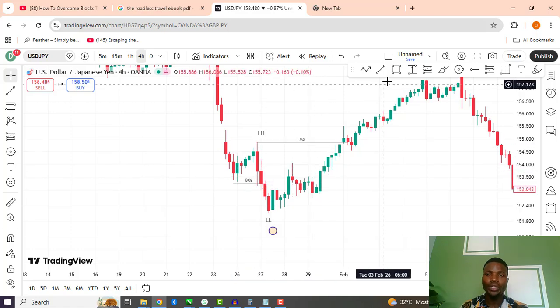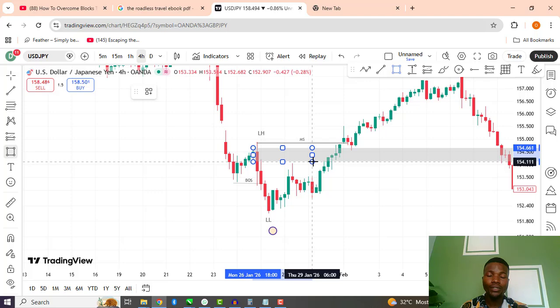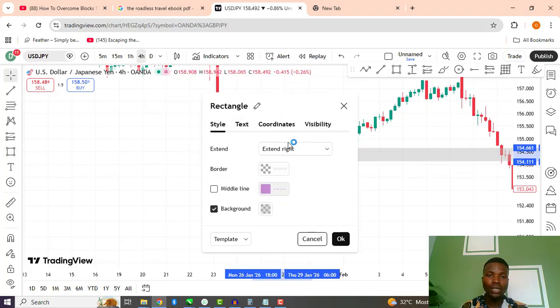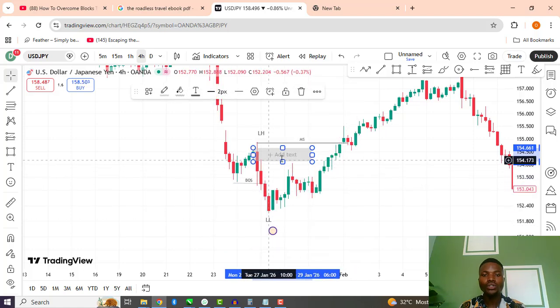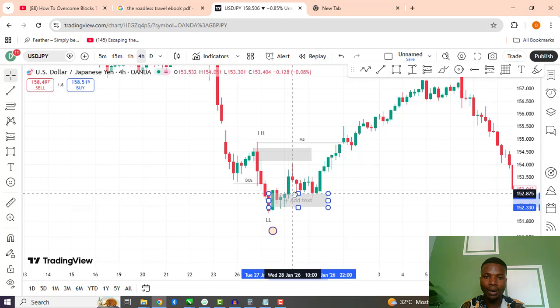structure, we have what is called a supply zone and a demand zone. Okay, so this is our supply zone, and where is our demand zone? This is our demand zone.